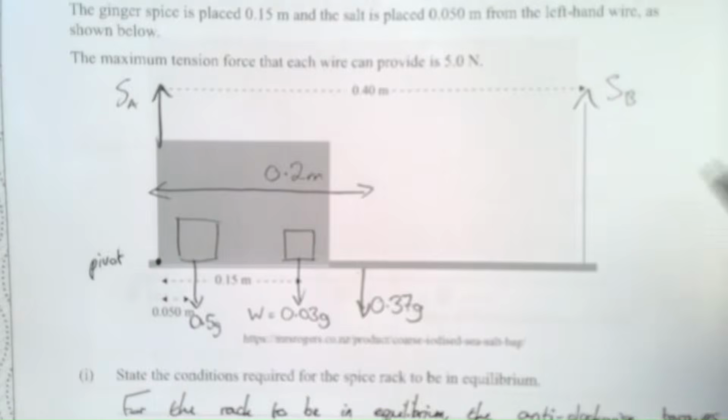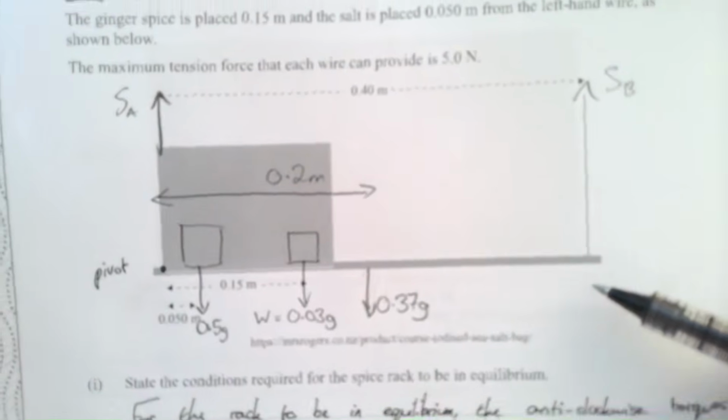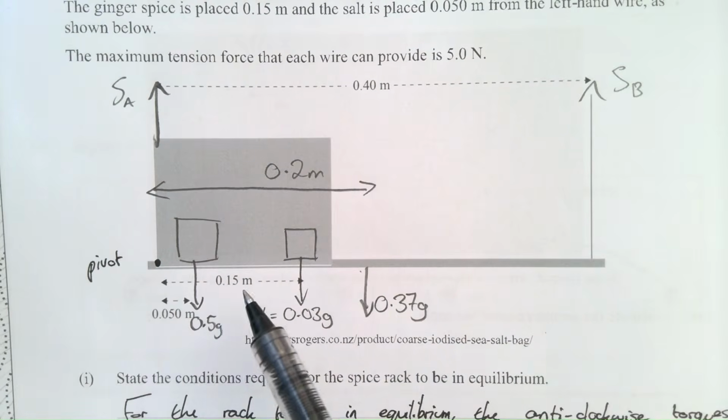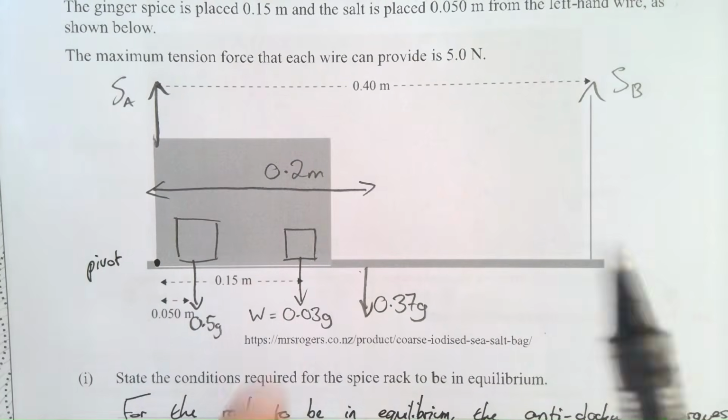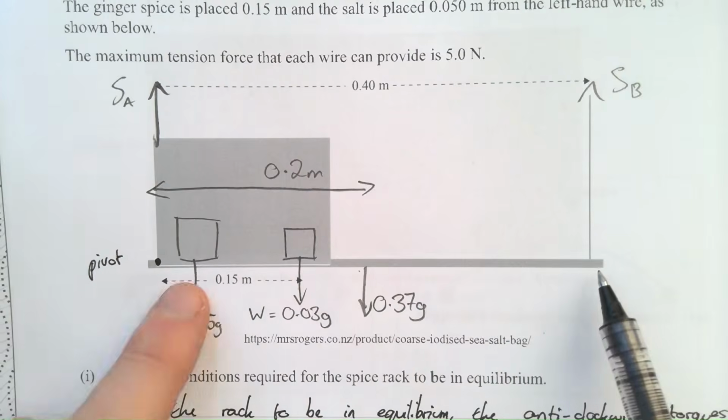If you're doing it the other way and you've said that this is your pivot point instead, that's absolutely fine. Just all your distances will be 0.4 minus the distances that I've written down here, because you're finding out the distance from this side to here, this side to here, this side to here.